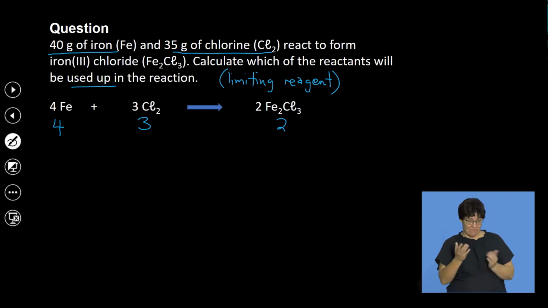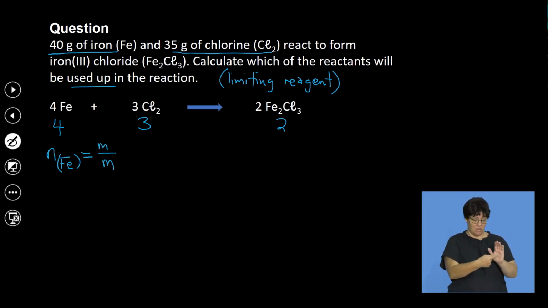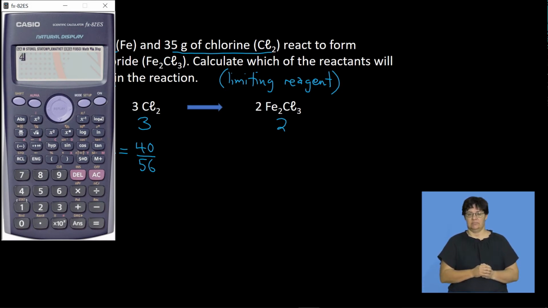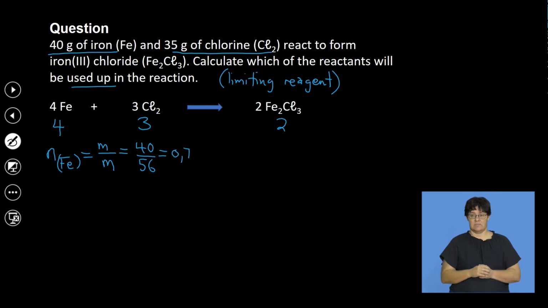Now the next thing we ask ourselves is how many moles there are for each of the reactants. The moles of iron is equal to the mass of the sample over the molar mass. What's the mass of the iron sample that is given? It's 40 grams, divided by the molar mass, which is 56. So the moles is 40 grams divided by 56 grams per mole. That gives us, as a decimal fraction, 0.71 moles, okay? So this is equal to 0.71 mole.